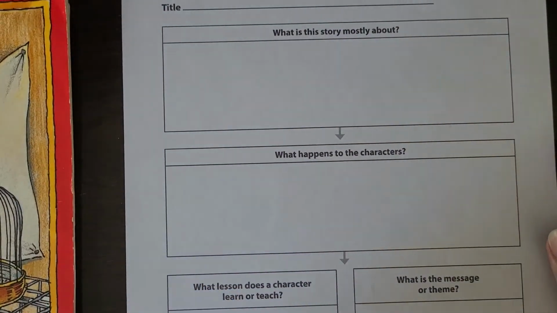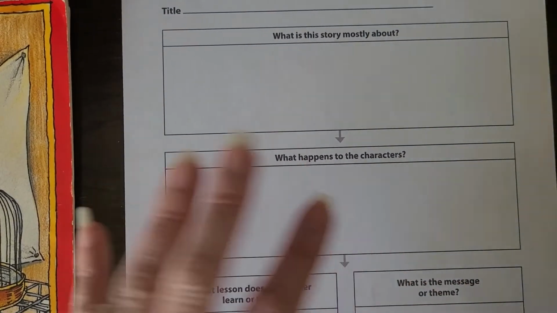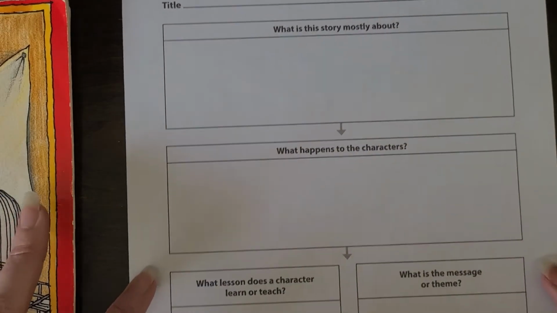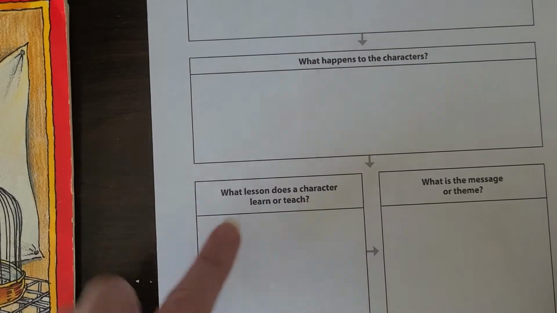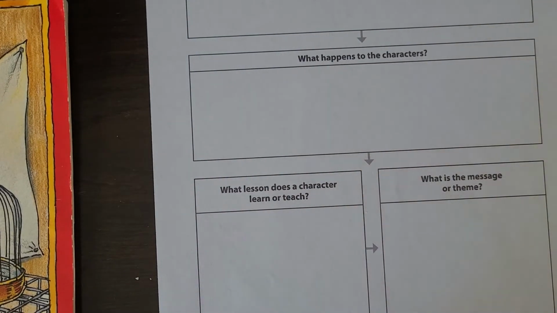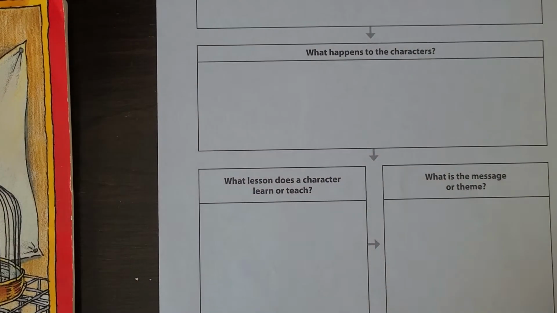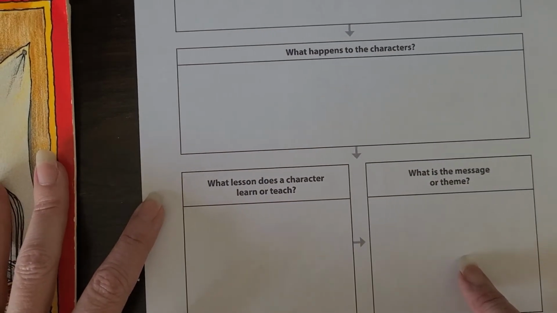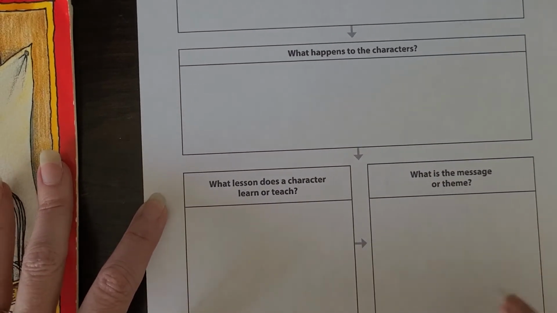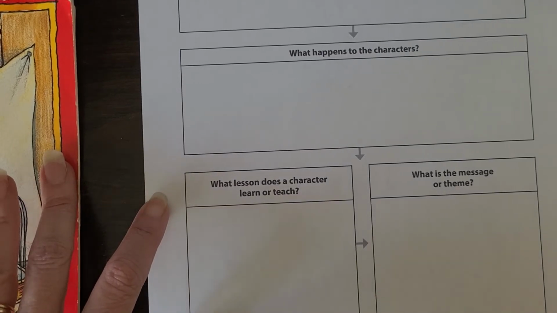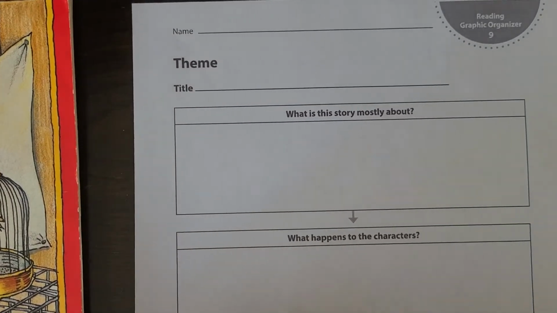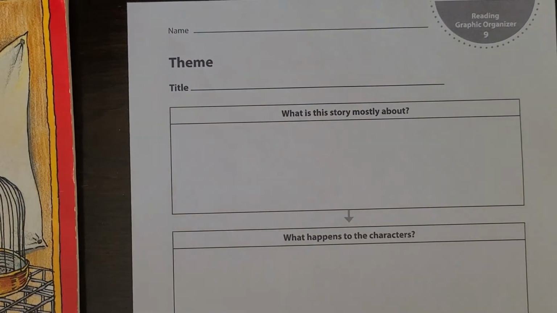What happens to the characters? So tell us the story, kind of give it a quick little sequencing of events. And then, what is the lesson the character learns or teaches us? Sometimes characters don't learn the lesson, sometimes the characters teach us something. And then, what is the message or the theme? What is the lesson that we took away from the story as a reader? So this was the example of the graphic organizer that you can find in your Canvas course.